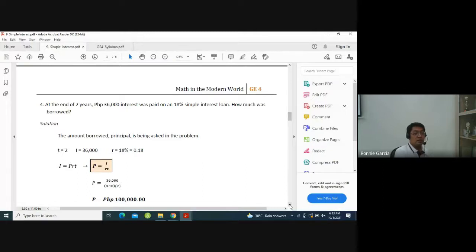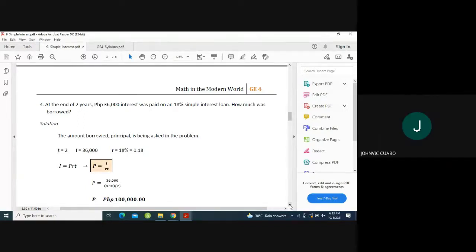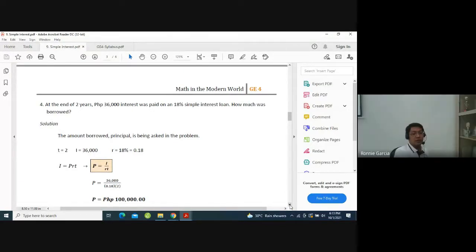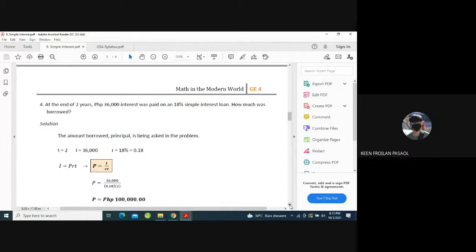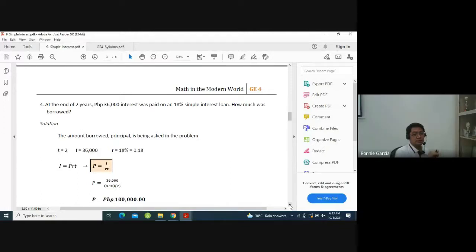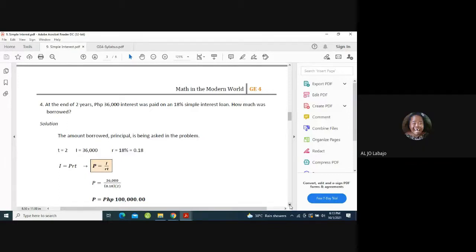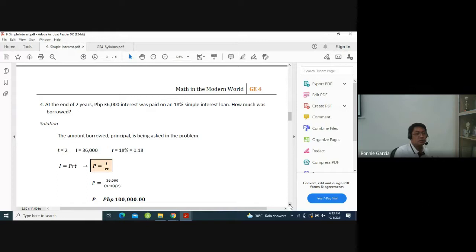Did 100,000 come out? You have to compute it by yourself so that you will believe that 100,000 comes out. 0.36, sir, which is 0.18 times 2. Yes, sir, 100,000. Okay. You divide 36,000 by 0.36, since 0.36 is 0.18 times 2.